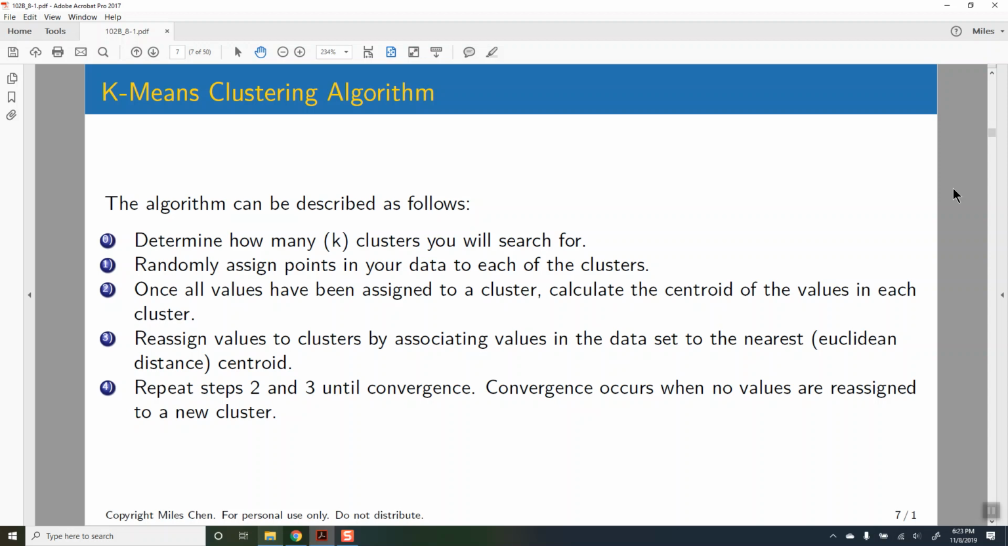And this is the k-means part. So the means is you find the centroid. That's the mean part, okay? And then you reassign the clusters by associating the value in the data to the nearest centroid, probably using Euclidean distance. So you figure out which centroid, which mean, is the closest. And then you just do that over and over again. Repeat steps 2 and 3 until you converge. Convergence is when nothing gets reassigned.